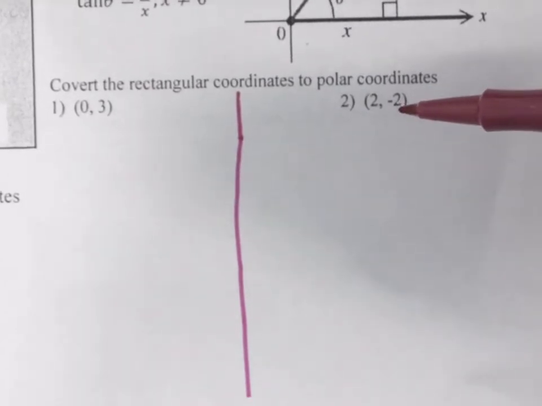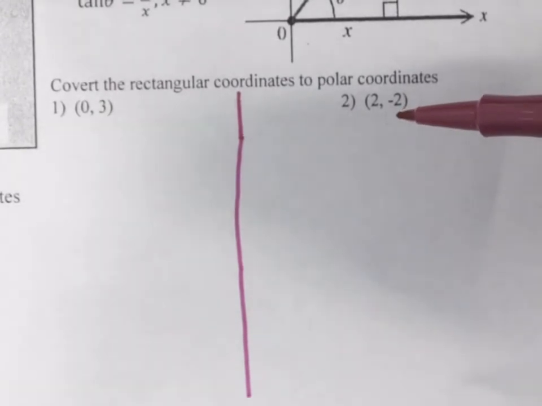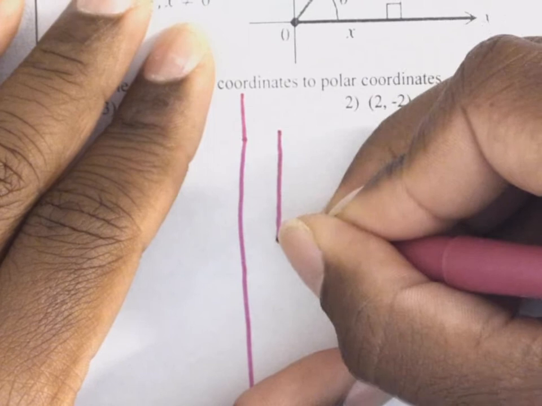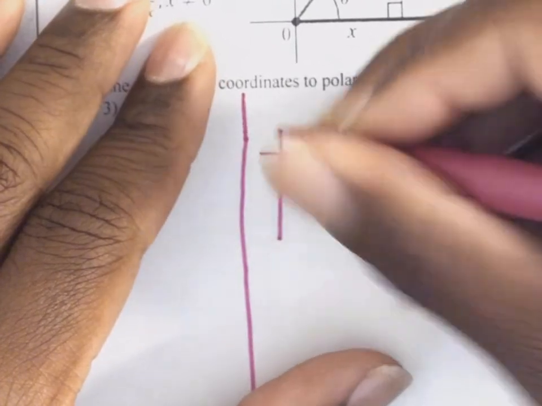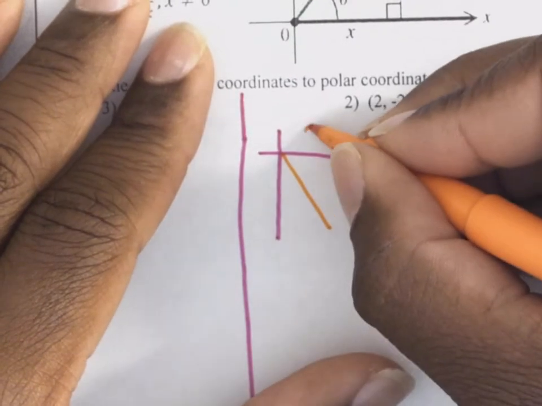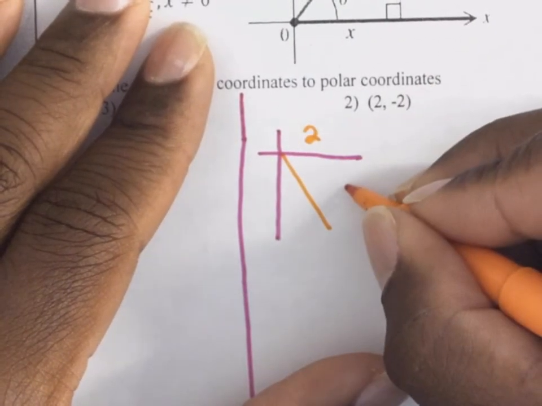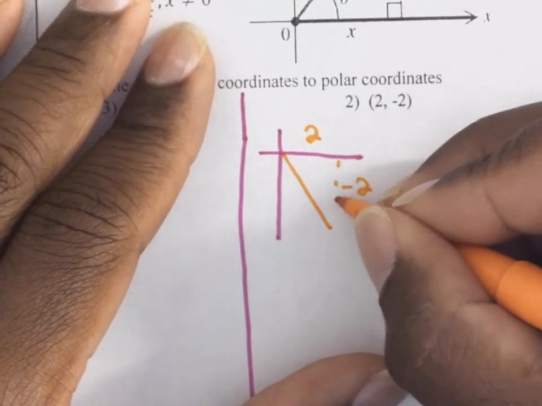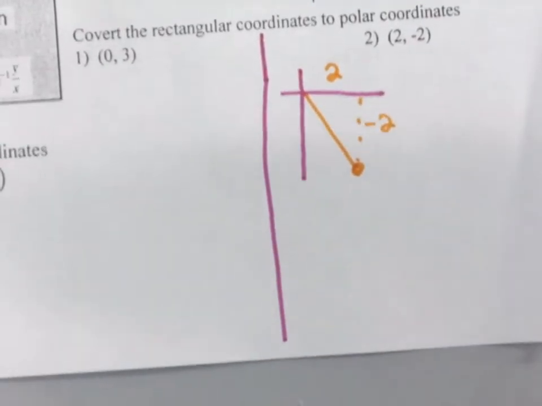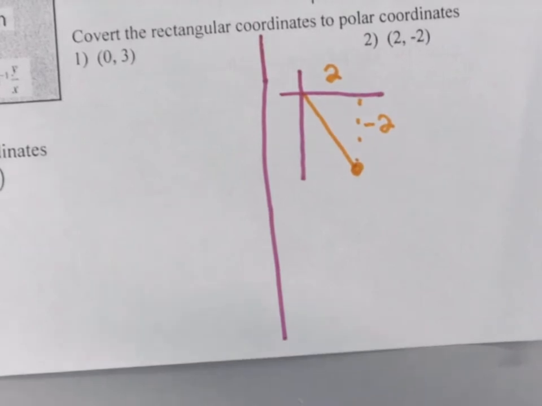Down 2, which puts me in quadrant 4. So I'm going to make a little modification and do an angle in quadrant 4. I went right 2, and then I went down -2 to get to this point. So step 1 is I plot the point.